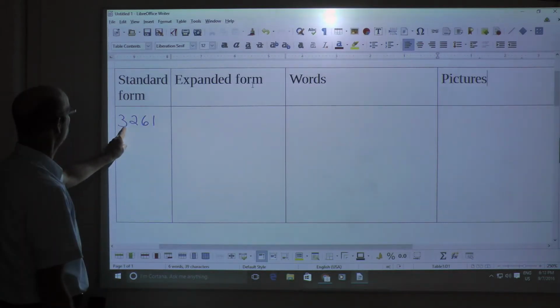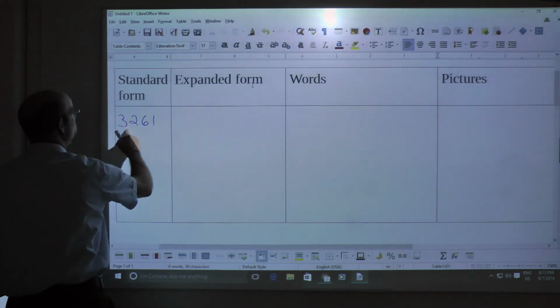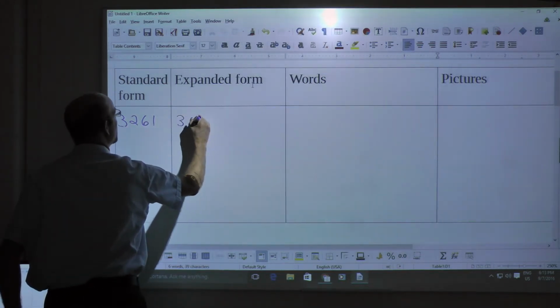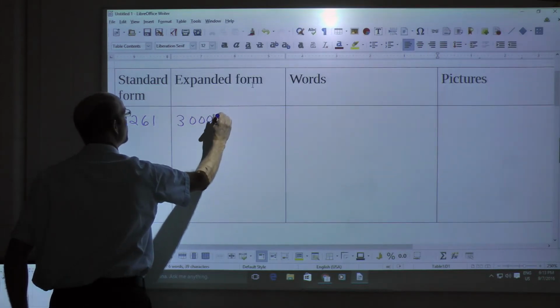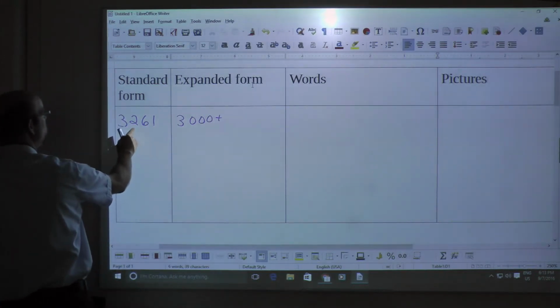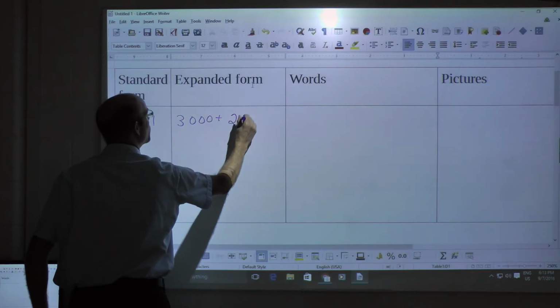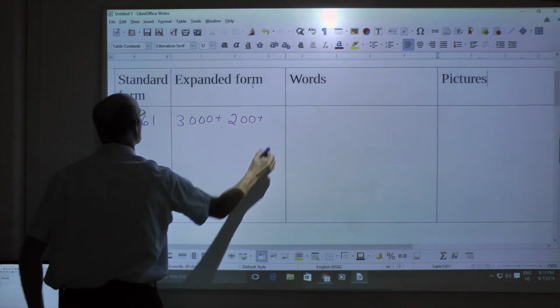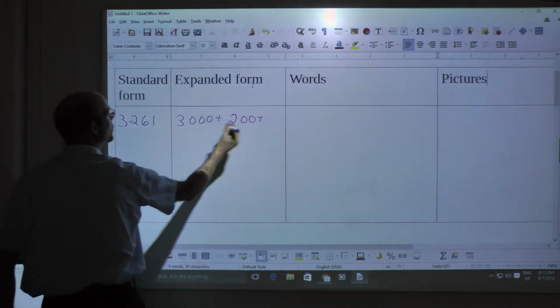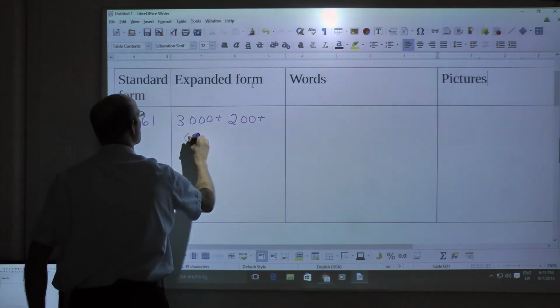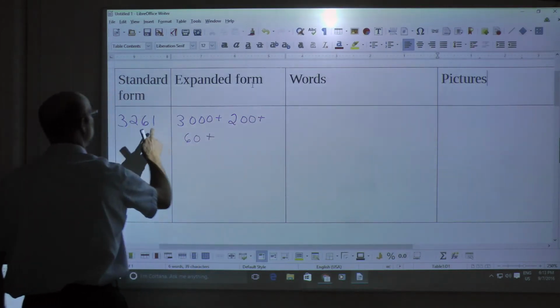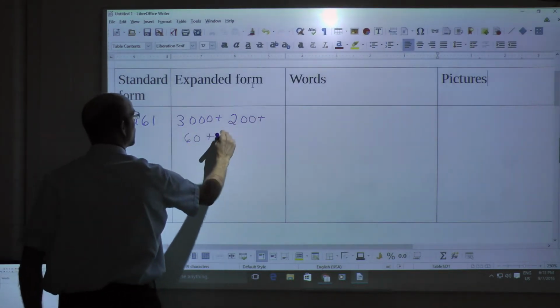3,261. The thousands column has 4 digits, so I need that many digits. I have 3 thousands, and that adds up to 3,000. I have 2 hundreds. I notice that I've got 6 tens, and that comes to 60. And I have 1 in the ones column.